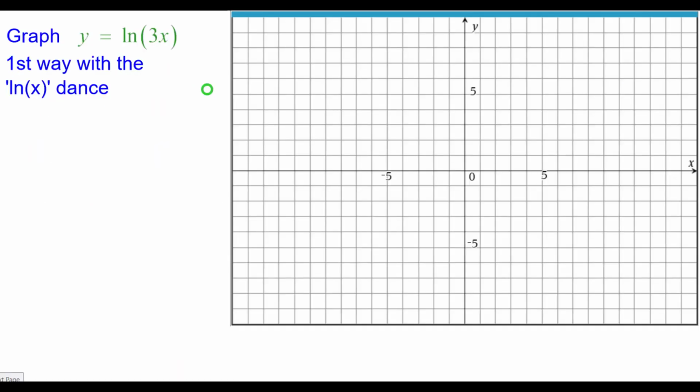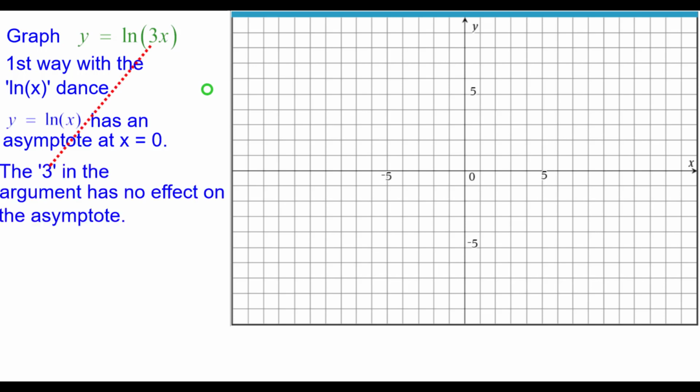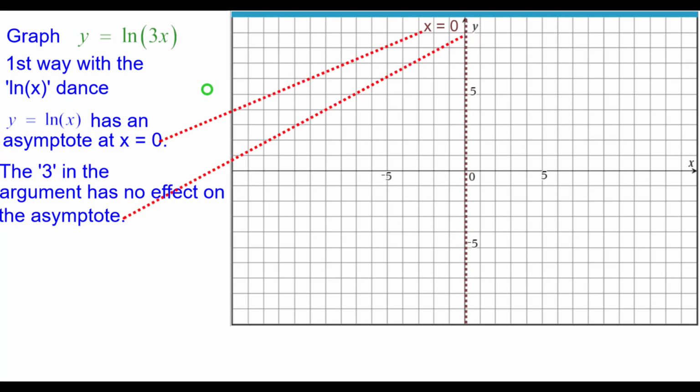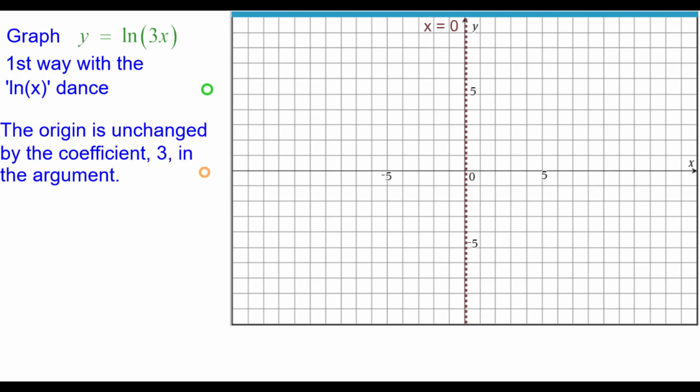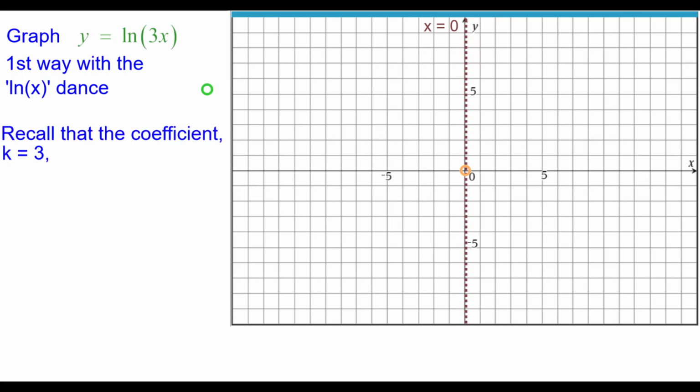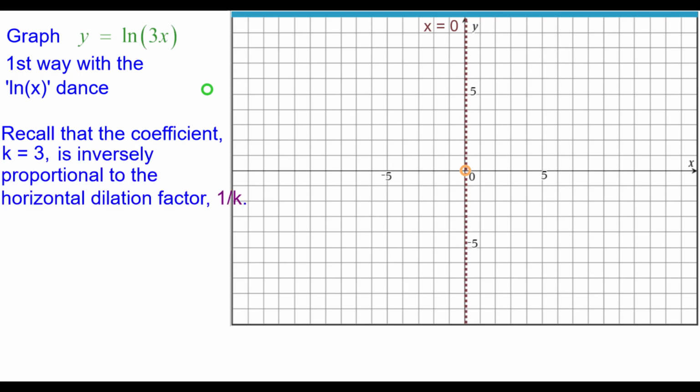The first way is with the natural log dance. y equals the natural log of x has an asymptote at x equals 0, and the 3 in the argument has no effect on this asymptote. So let's go ahead and graph the y-axis, or the line x equals 0. The origin is also unchanged by the coefficient 3 in the argument, so we'll plot that as our reference point. Also recall that the coefficient k equals 3 is inversely proportional to the horizontal dilation factor. That is, we're going to multiply each x value by the reciprocal of 3, which is 1/3.